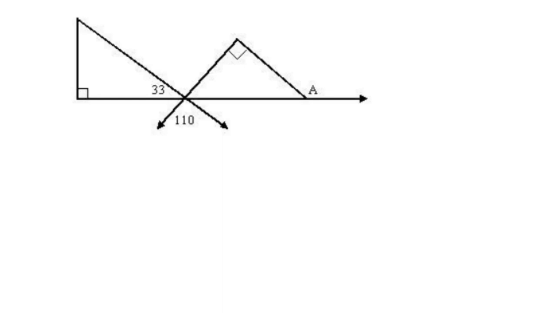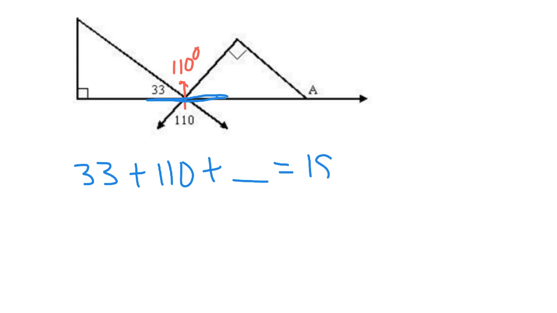So in this problem, we're going to start with trying to work our way over to the A. So I'm going to look right here. These are vertical angles. That's 110 degrees. And this is a straight line right here. So we know that 33 plus 110 plus something equals 180 degrees.